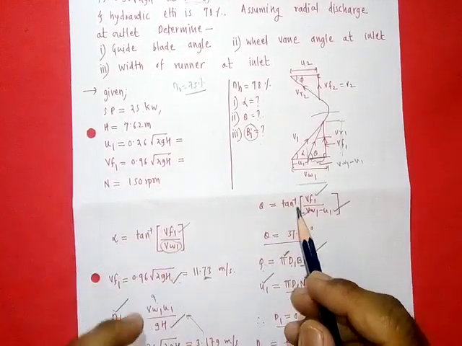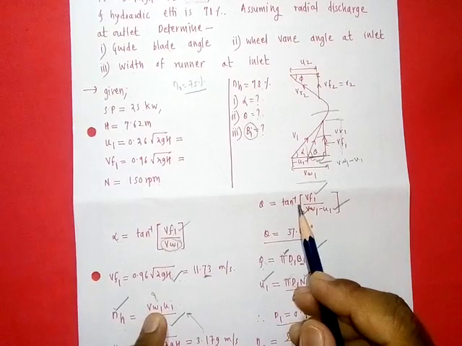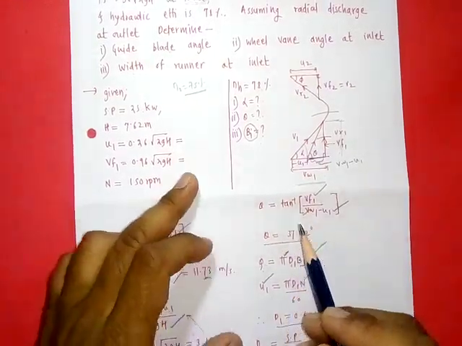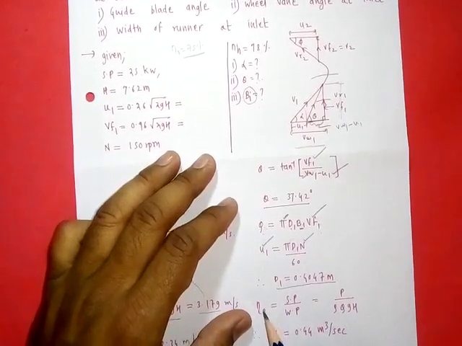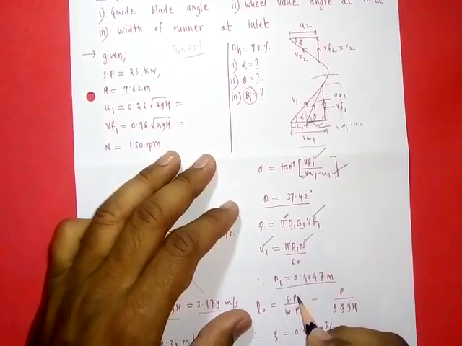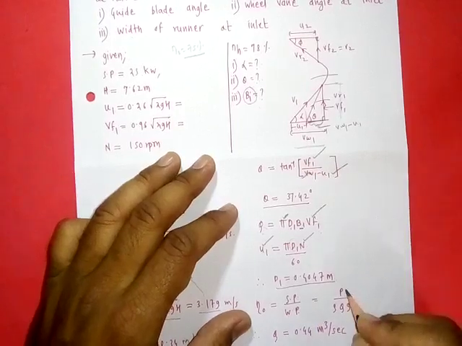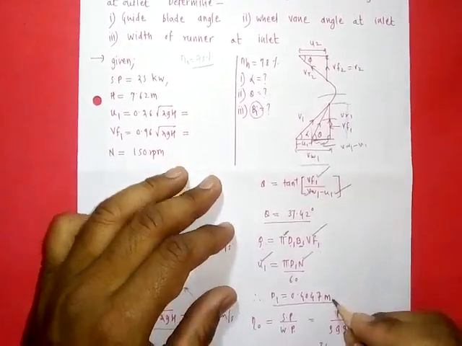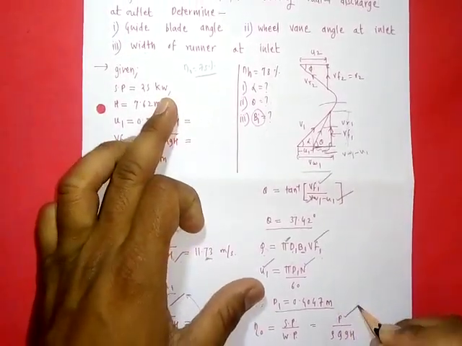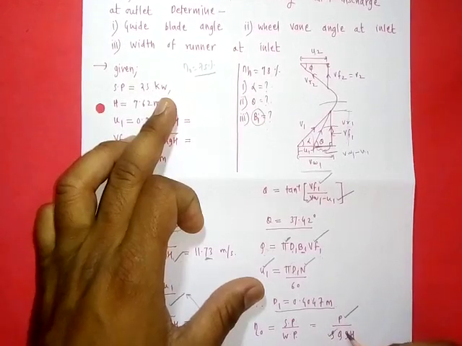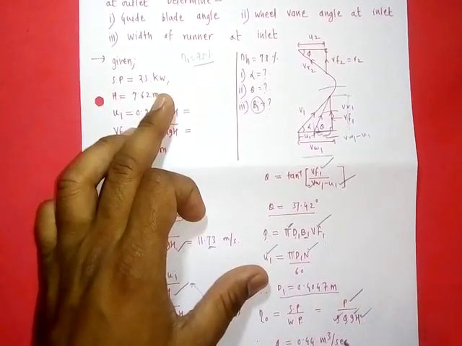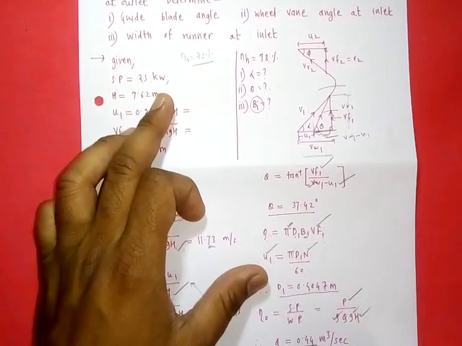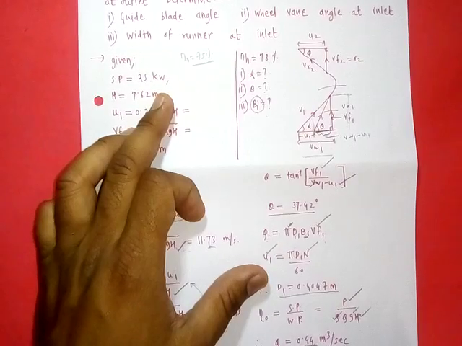Now next is discharge calculation. Remember that as hydraulic efficiency is given for VW1 calculation, overall efficiency in a problem is given mostly for calculation of discharge. So for overall efficiency, the formula is shaft power upon water power. It is shaft power upon rho QGH. Here shaft power is given 25 kW, rho is known for water, G is known as a constant, and H is known. So all quantities are known, then Q can be easily calculated. It is coming 0.44 meter cube per second.